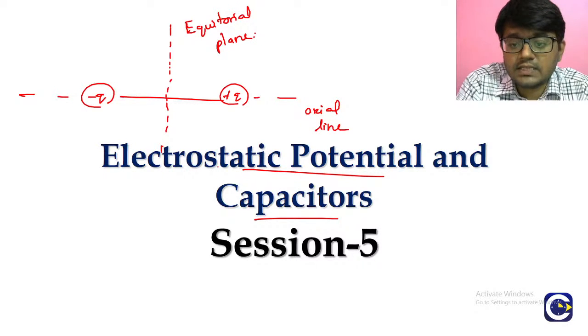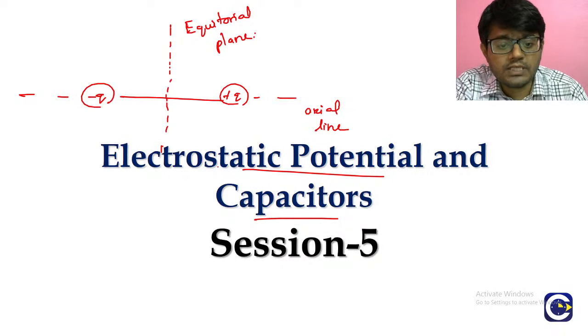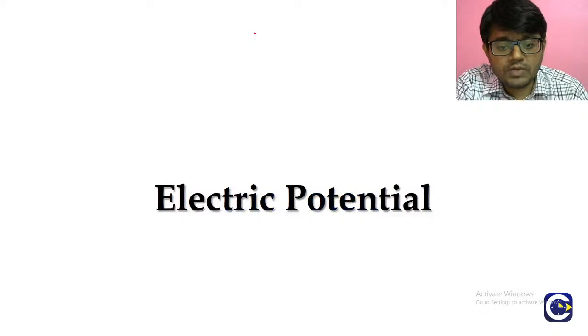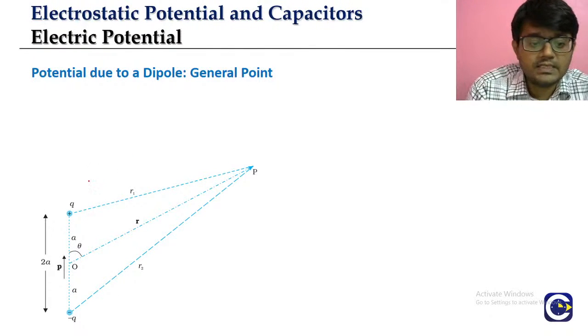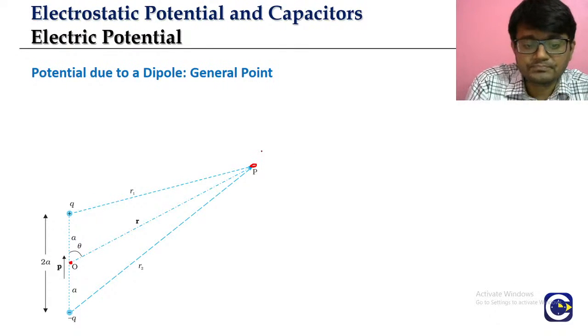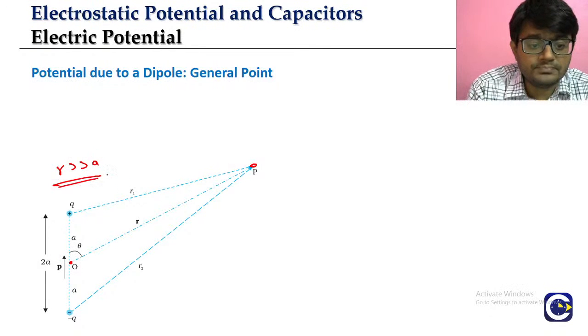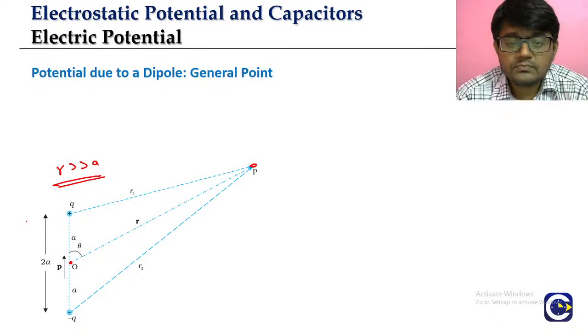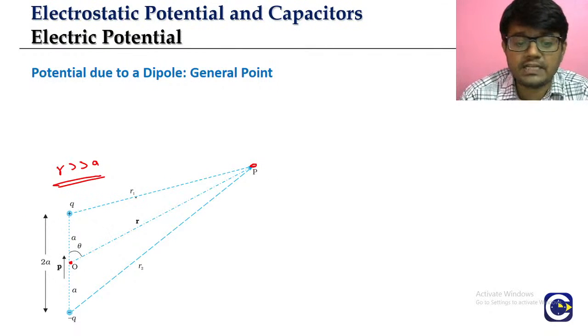Today we'll start with the discussion of electric potential due to a dipole at a general point. Here we'll particularly focus on the short dipole. We have a short dipole here. A short dipole means that from the center of the dipole we mark a point P, and the distance r of the point from the center of the dipole is very high in comparison to a. That is the concept of the short dipole. Now we have to look at the potential at the point P.